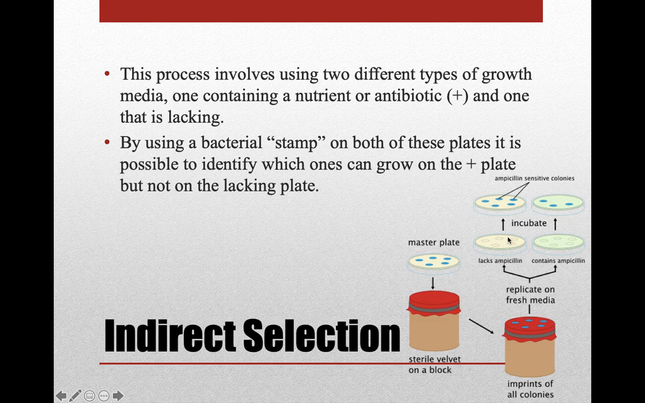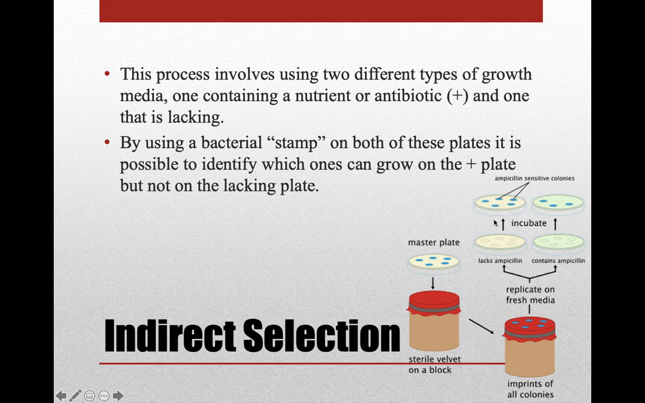Since this is an identical stamp, you can look at it and go, oh, these three colonies grew on the ampicillin plate. These three guys grew on over here on the non-ampicillin plate. These two guys grew on the non-ampicillin plate, but they didn't grow over here. That's our different ones. Those are the different guys. So you have two identical plates, and the colonies that are different between them is how you tell them apart.